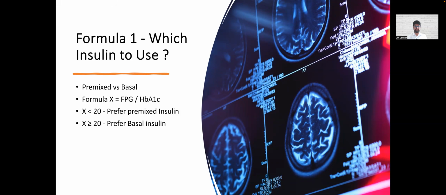Now, which of these insulins to use would depend on this formula. This formula is fasting plasma glucose divided by HbA1c. If you get a value which is less than 20, you should prefer using a premixed insulin. If it's more than or equal to 20, you should prefer using a basal insulin. I'll give you an example for the same.